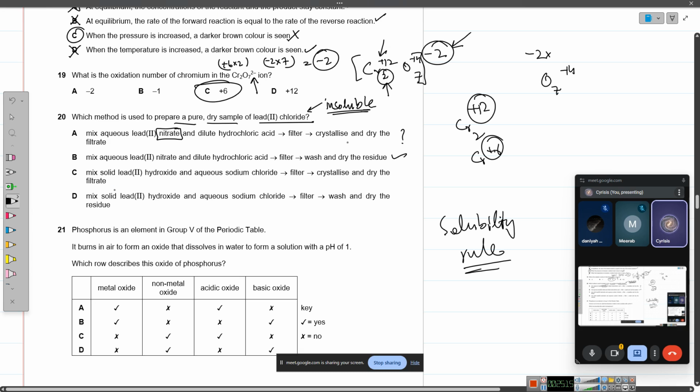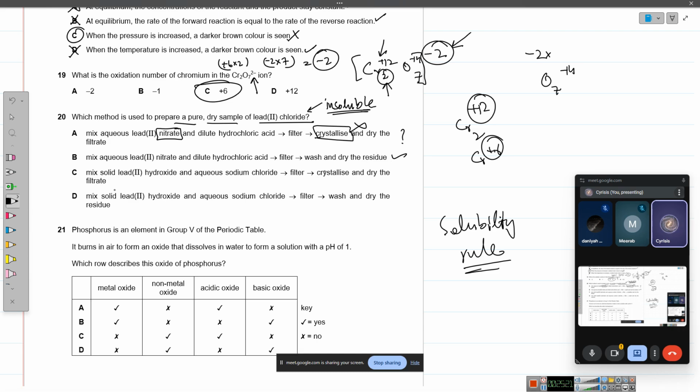That is making sense. I cannot crystallize this because this is not a soluble one, right? It's an insoluble salt, right? So now I know that one is wrong, right? So this is still plausible. I'm putting a tick. I'm not marking the option yet.